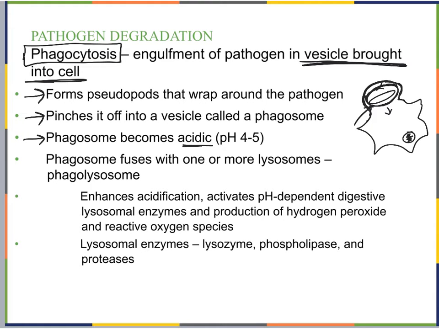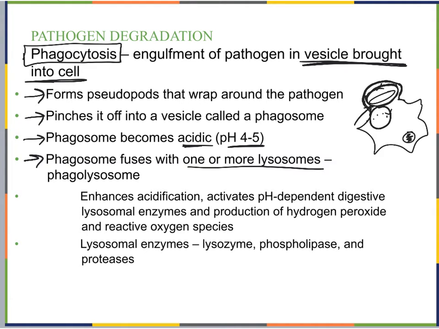So it becomes very acidic, pH 4 to 5. That decreasing of the pH, one, will kill pathogens that can't be in a more acidic environment, but it also makes them weaker. So even if it doesn't kill them right away, it will make them weaker so that we can utilize other things, meaning that this phagosome itself will then fuse with one or more lysosomes.